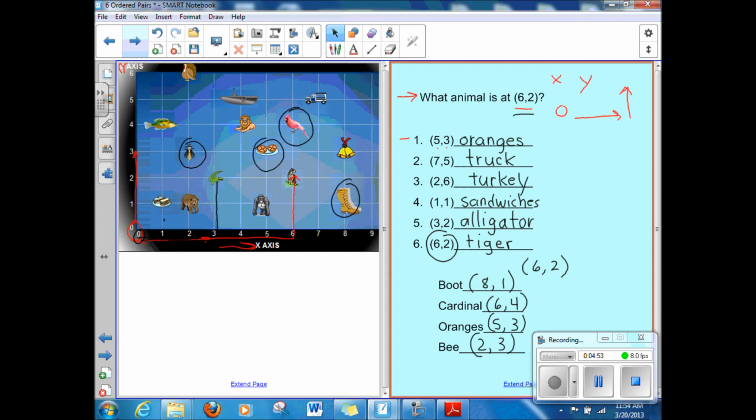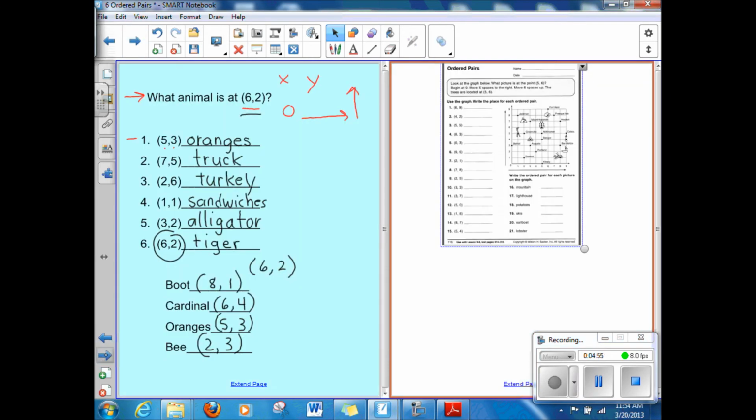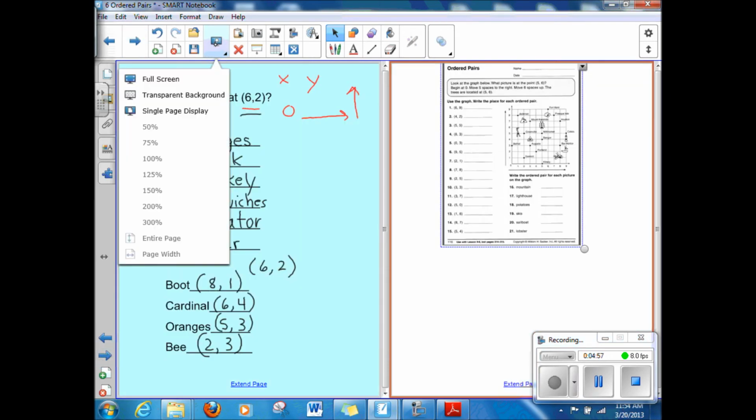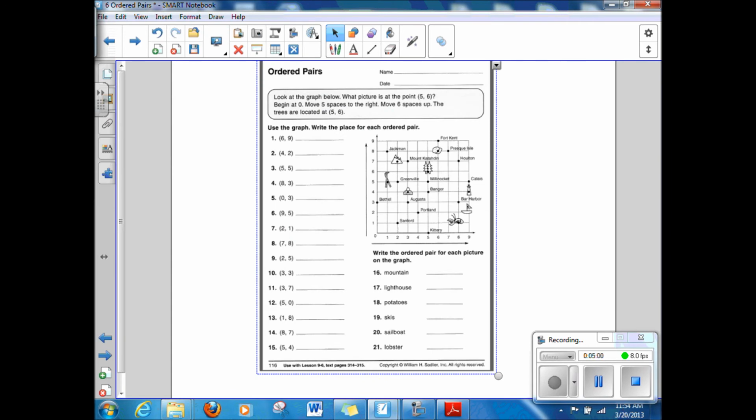Okay, we're going to go on to your assignment for today. And your assignment page looks like this. Let's go back to single page display. And we're looking at ordered pairs of numbers, and here again is some information that tells us what it is that we've talked about. One of the things that's important is it says begin at 0, move to the right, and then up. And it's always that same way. We talked about the x-axis first, then let me make that look like an X, and then the y-axis. X to the right, Y up.